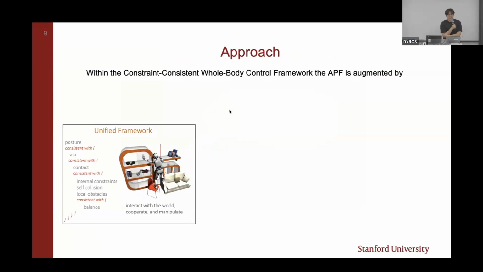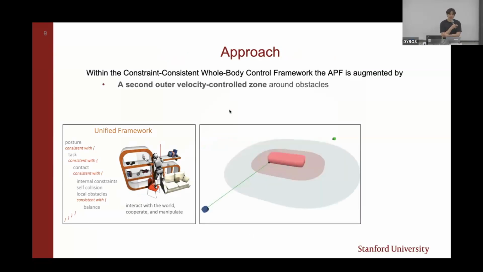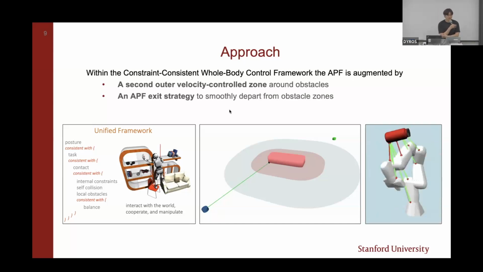First, using the constraint consistent whole body control framework as a foundation, the artificial potential field is incorporated into the constraint task in the task hierarchy, as shown in the bottom left. So we propose to augment this method by introducing an outer velocity control zone around obstacles to reduce entry momentum into the potential field zone of influence, and a strategy to smoothly depart obstacle zones and thus the constraint task within the whole body control framework. I will go back to the 2D planar example to talk about how each of these plays a role in the robust implementation of the APF.